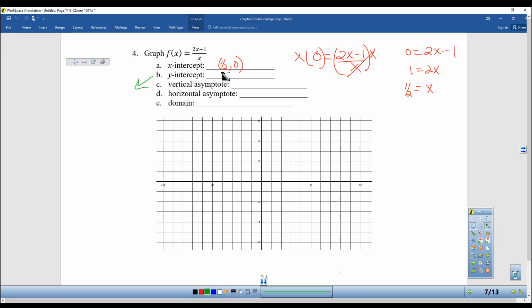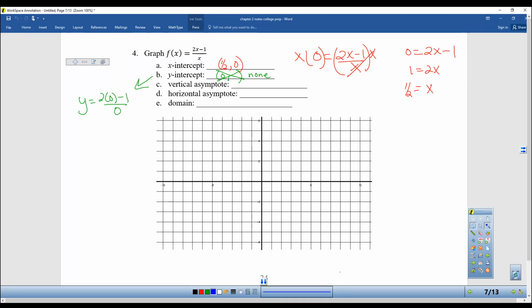Y-intercept is always going to be 0 comma something. So that 0 is the x-coordinate. So I'm going to put a 0 in where I see an x. Ooh, I can't divide by 0. So there is no y-intercept on this graph. If your graph crosses the y-axis, I'm going to mark it wrong.